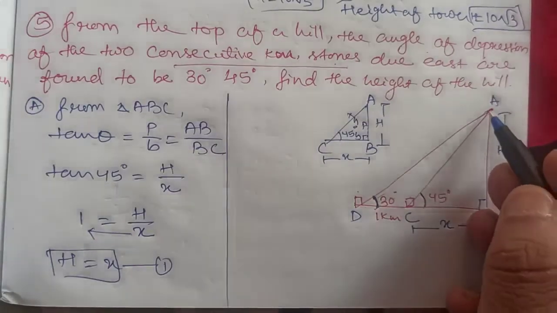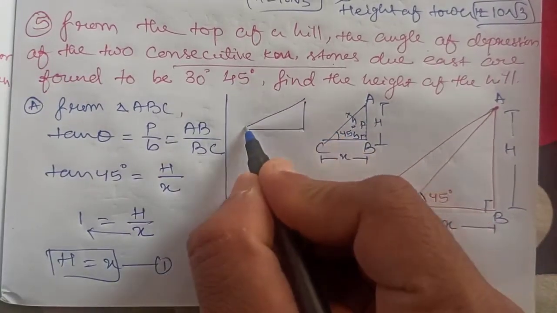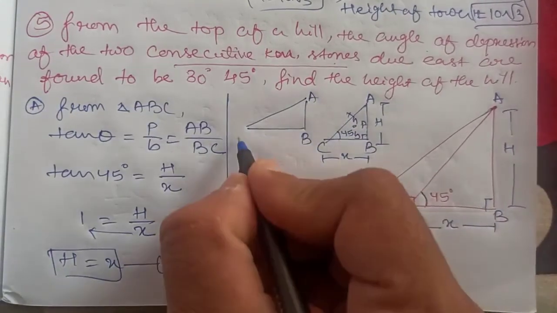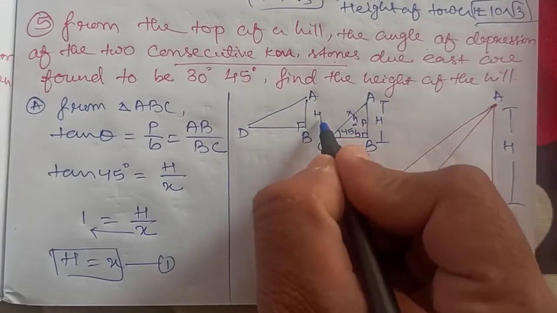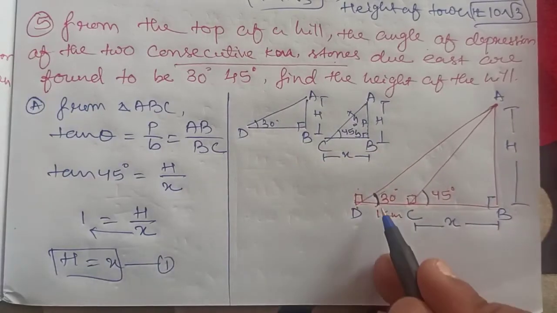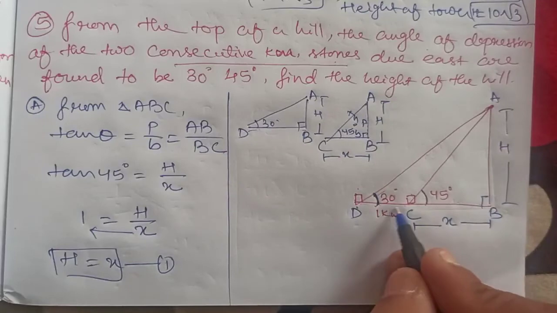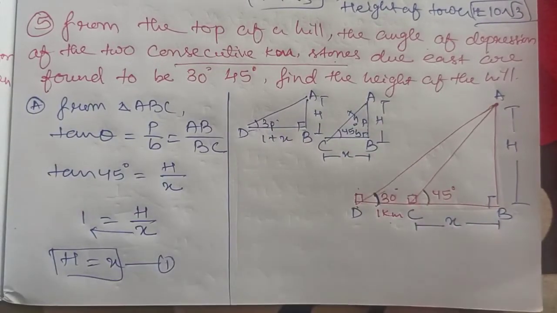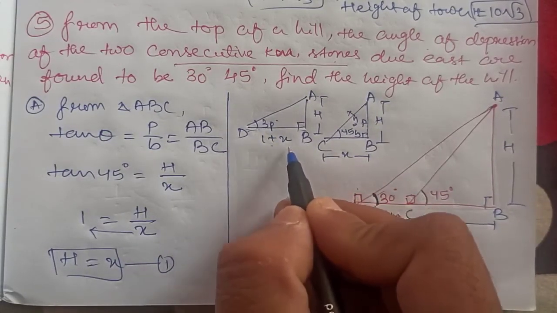Now we will take the bigger triangle. This one, A, B and D, up to D we will take. A, B, D is also a right angle triangle. This is H. This is 30 degree. Angle D is 30 degree. Getting? What is the length of BD? The length of BD is 1 plus X, is not it? Up to C this much is X, this much is 1, so total BD is 1 plus X.